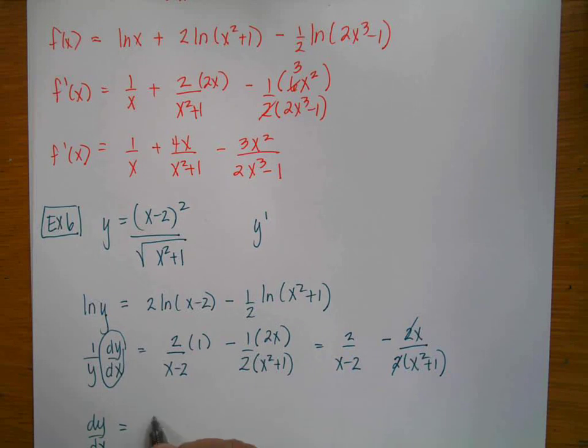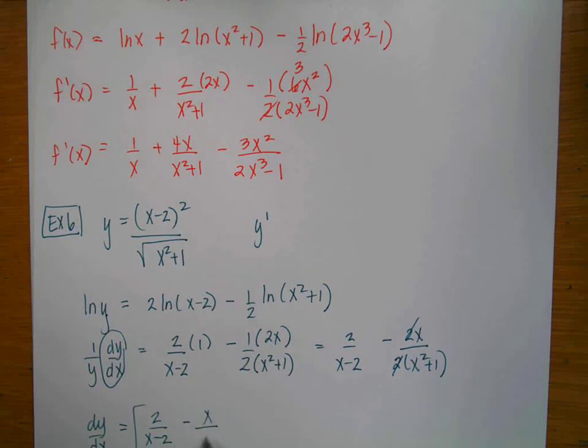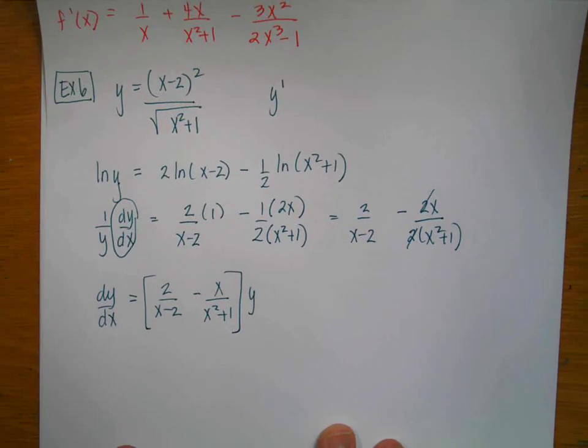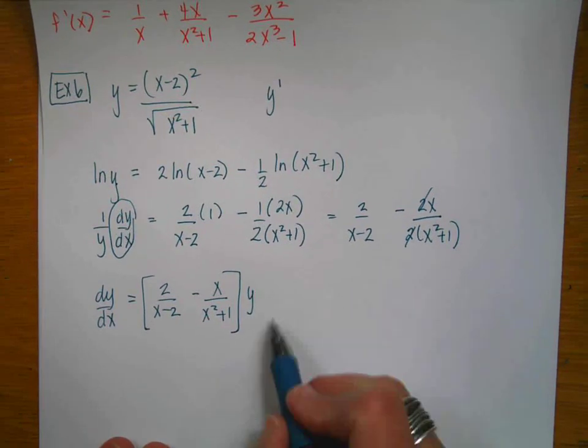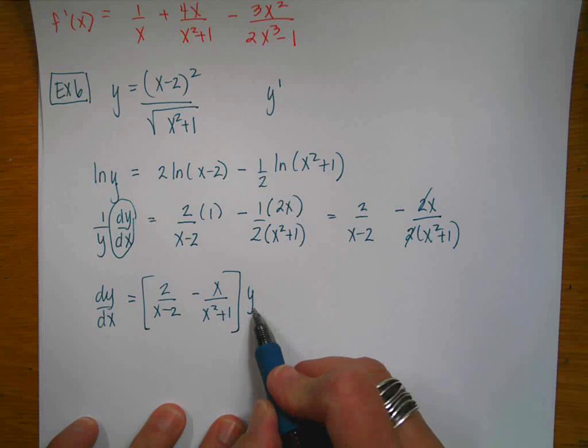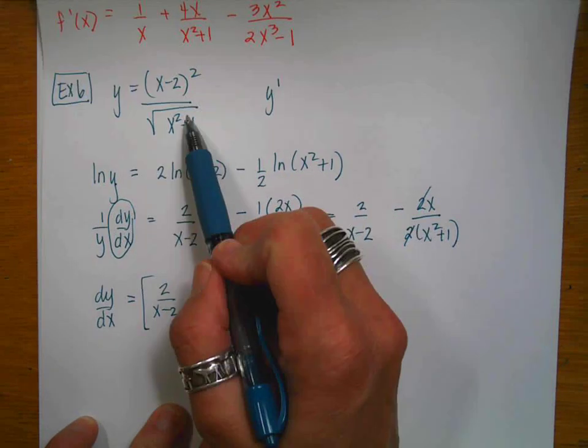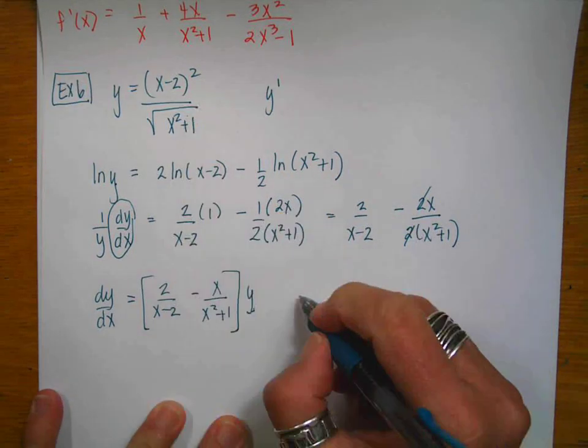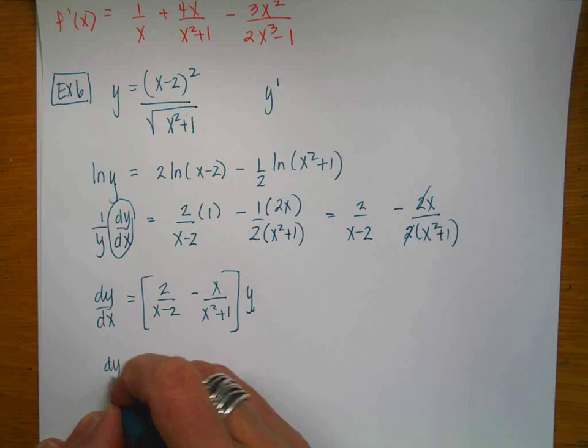So I'm going to write dy dx is equal to, and I'll explain where the y went in just a moment, x minus 2, I'm going to put parentheses, minus x over x squared plus 1, close parentheses, and I'm going to multiply by y. So I cross-multiplied and took the y to the other side of the equation. But you can't leave it like this because we know what y is. Y is this expression right here.